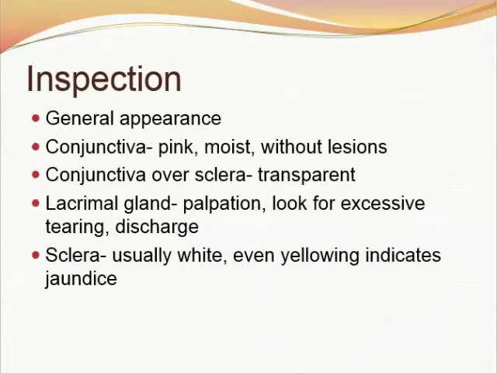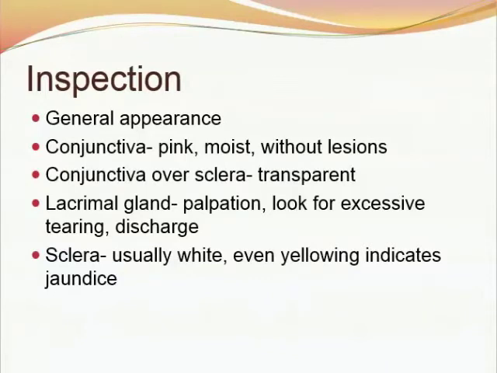So inspection involves general appearance. Conjunctiva should be pink, moist, and without lesions. Conjunctiva over the sclera should be transparent. Lacrimal glands should be palpated and looked for excessive tearing and discharge. And sclera should be usually white.